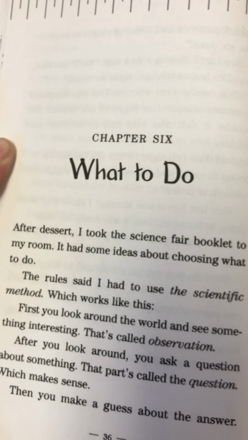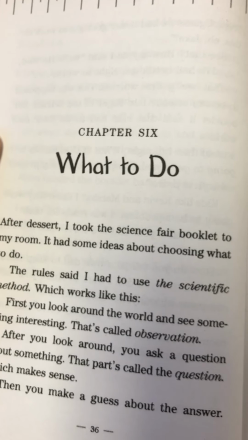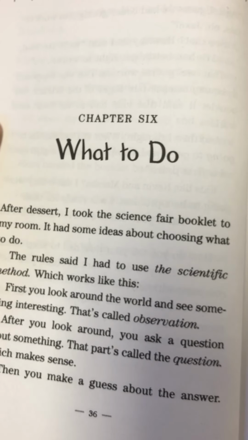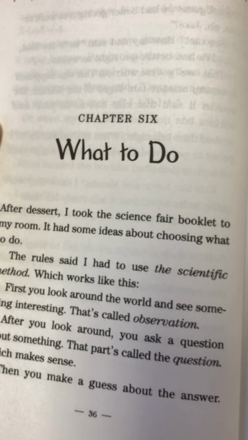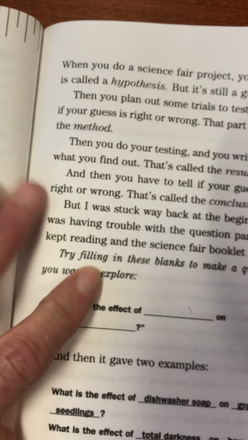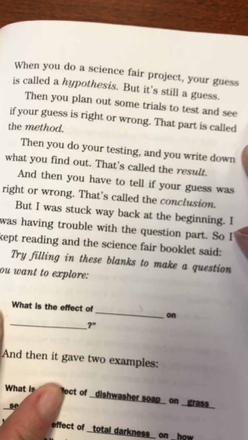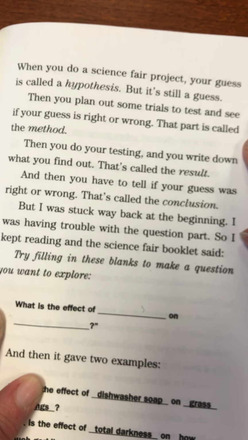First, you look around the world and see something interesting. That's called observation. After you look around, you ask a question about something. That part's called the question, which makes sense. Then you make a guess about the answer. When you do a science fair project, you guess. Your guess is called a hypothesis, but it's still a guess.